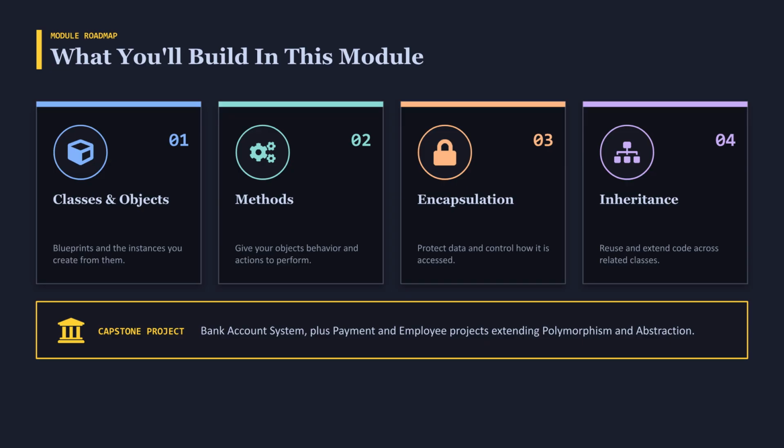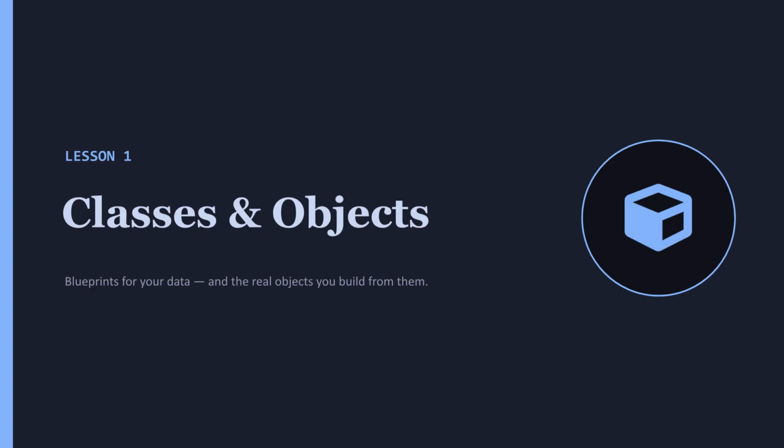Well done. Here is our roadmap. We will master classes, objects, methods, encapsulation, and inheritance. We will finish with a capstone project that extends into polymorphism and abstraction. Each lesson builds directly on the previous one. Let us begin with the two most fundamental ideas in OOP, classes and objects.